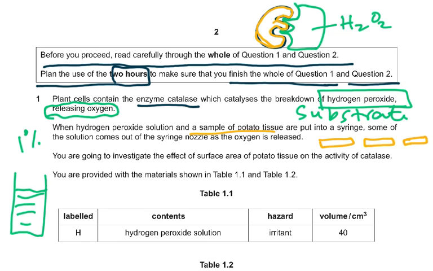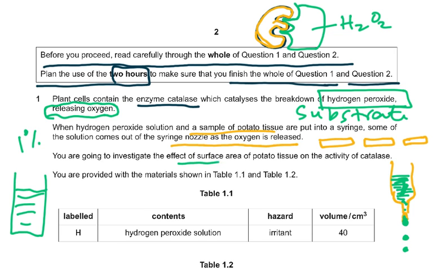So when hydrogen peroxide solution and a sample of potato are put into a syringe, some of the solution comes out of the syringe nozzle as the oxygen is released. So we have a syringe, and a drop comes out of the nozzle. The drop comes out because you've got hydrogen peroxide here and pieces of potato in it, and these are going to react and produce some oxygen, so there's going to be a lot of bubbles, and then a drop of this is going to come out, and you're going to count the drops in 1 minute.